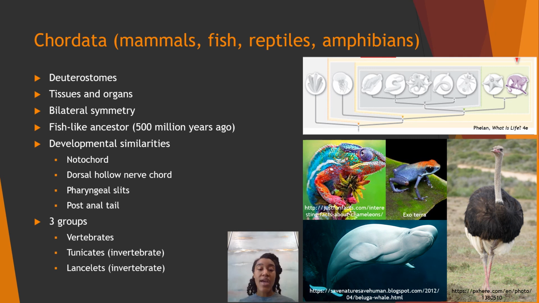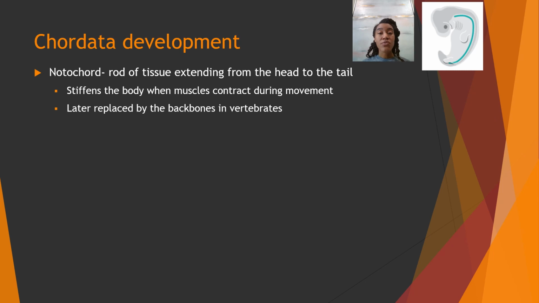There are three groups of chordates. There are the vertebrates, so those that have a backbone, and then there are two groups of invertebrates, which are our tunicates and our lancelets. So as I mentioned before, all chordates share four main characteristics. The first being that they all have a notochord. And a notochord is just a rod of tissue that runs from the head to the tail along the dorsal side of the organism. So you can see it in this picture here as the blue highlighted region. The notochord stiffens when the organism's muscles are contracted, and it provides support during movement. The notochord later hardens and stiffens in vertebrates to become the backbone, aka the spine.